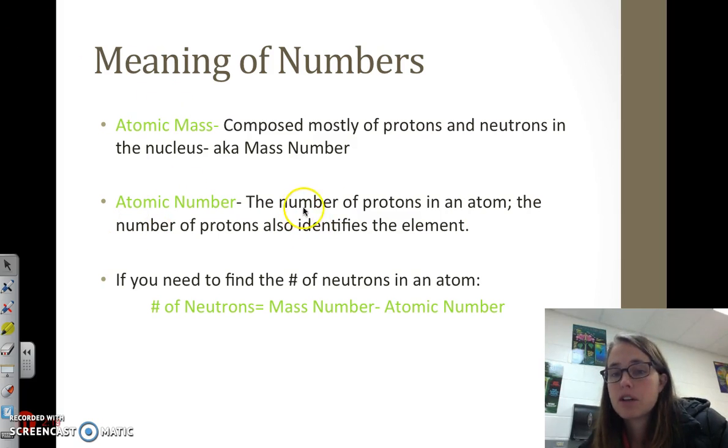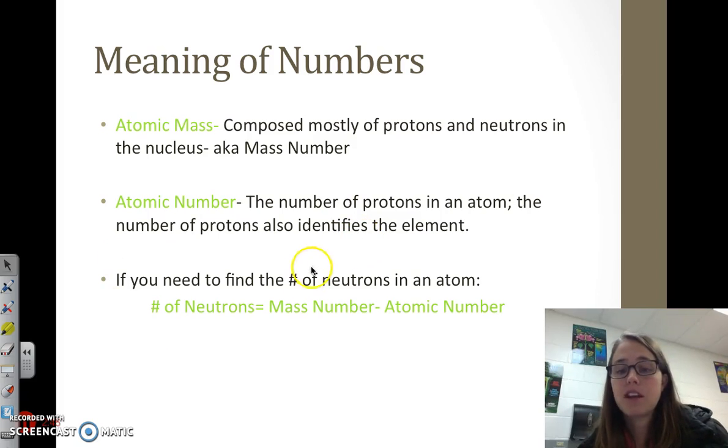An atomic number is the number of protons in the atom. The number of protons also identifies the element. So if you have 6 protons, you are for sure carbon. If you have 16 protons, you are for sure oxygen. If you have 1 proton, you are for sure hydrogen. If you have 2 protons, you are for sure helium. It tells you exactly what element you are looking at.